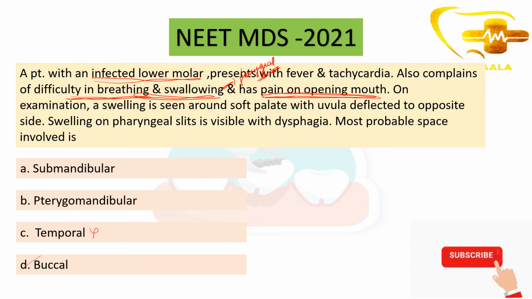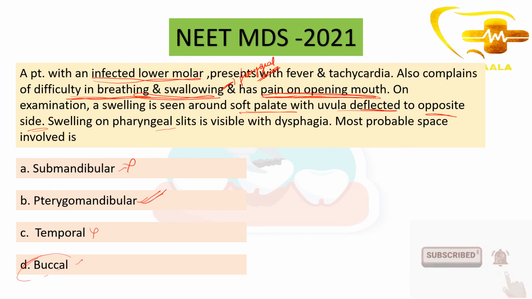then there is pain on opening mouth. So when will there be pain on opening mouth? When there is involvement of the angle of mandible. Okay, when the angle of mandible is involved, there will be pain on opening the mouth. So that we can see in pterygomandibular and buccal, right? So from this we can rule out submandibular partially, right? On examination, a swelling is seen around the soft palate with the uvula deflected to the opposite side. So the uvula is deflected to the opposite side. During buccal space infection, there is no harm to the uvula. Okay, it is seen only in pterygomandibular space.